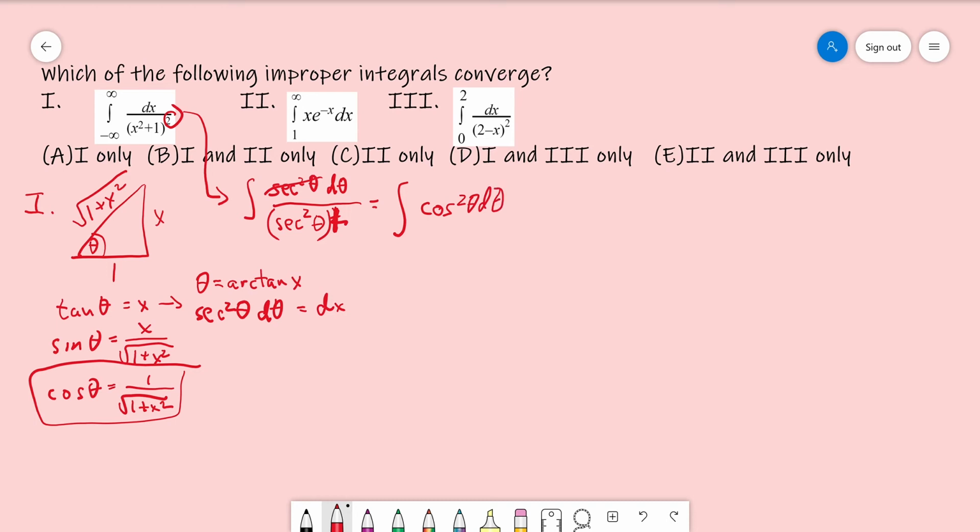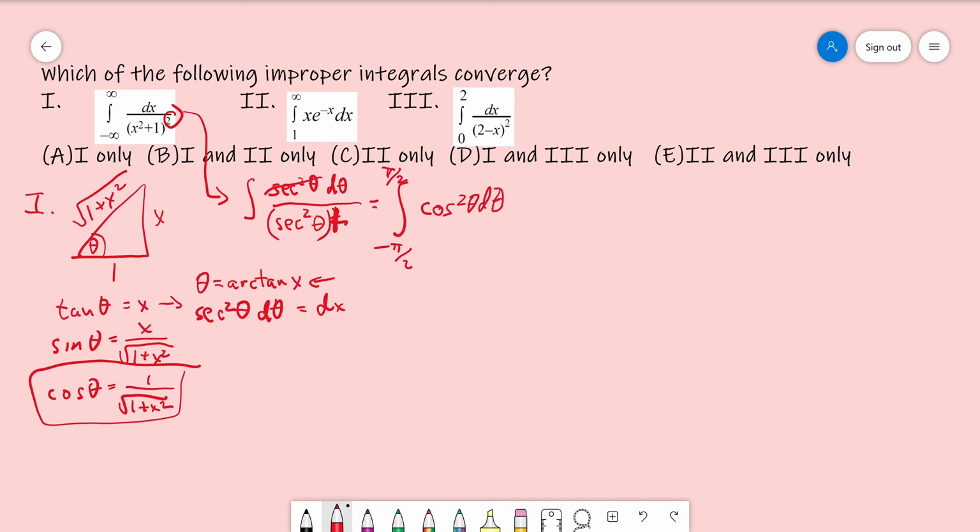Now let's fill in the limits of integration. Remember that theta is arctangent of x, so what's the arctangent of negative infinity? Well, that's negative pi over 2. In other words, which angle gives a tangent of negative infinity? That angle is negative pi over 2. And for positive infinity, it's going to be positive pi over 2.